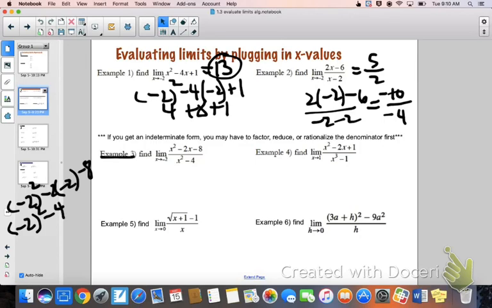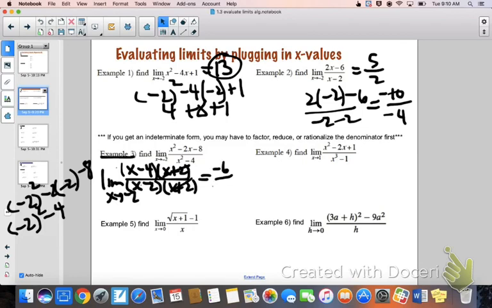That's indeterminate form. So what we're going to do is factor. You're still going to do the limit as x approaches negative 2, but we're going to factor. On the top, we have x minus 4, x plus 2, and on the bottom, x minus 2, x plus 2. The x plus 2's cancel, so now you have x minus 4 over x minus 2. Now direct substitution, you get negative 6 over negative 4, which reduces to 3/2.